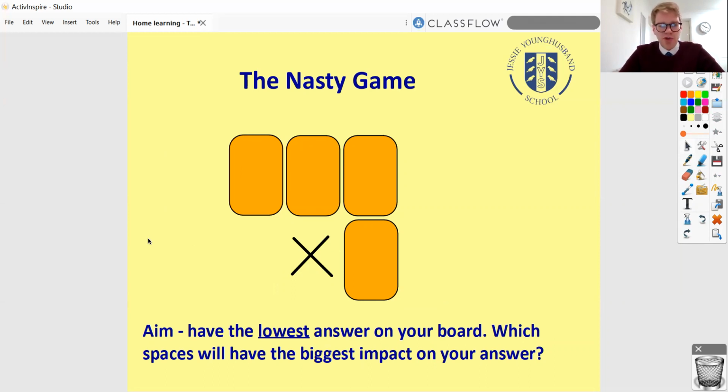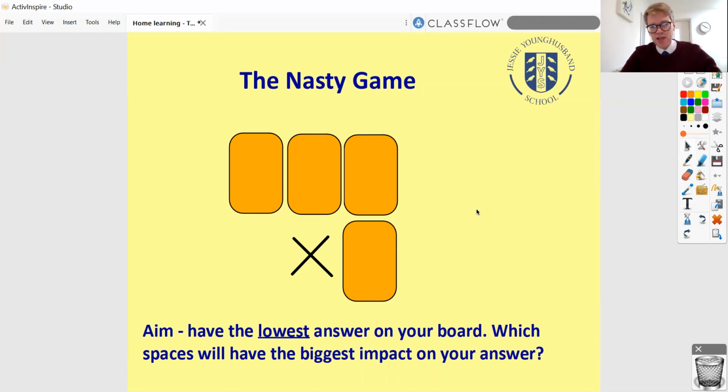While you're playing, have a really good think. Which spaces will have the biggest impact on your answer? So do you want your low numbers here? Do you want your low numbers here? Is this one going to have much of an impact? Maybe this is the best place to put it. Have a good think while you're playing, and that will really reinforce for you your column value and your place value knowledge.